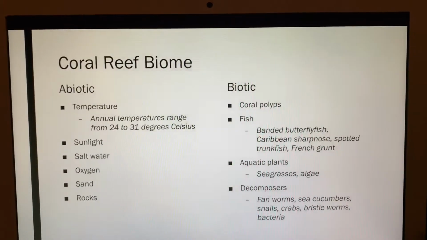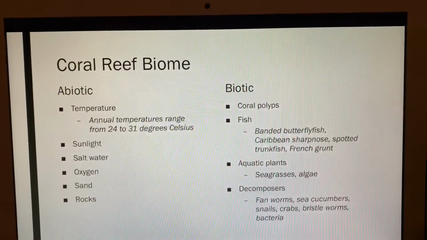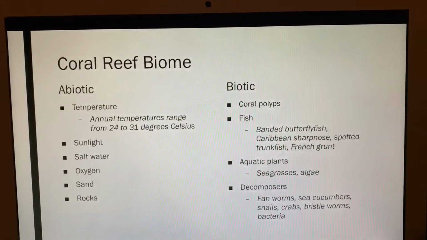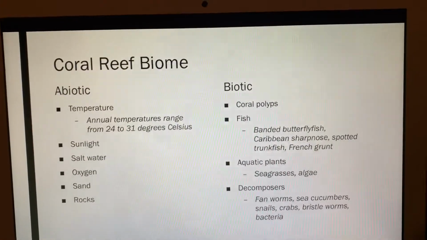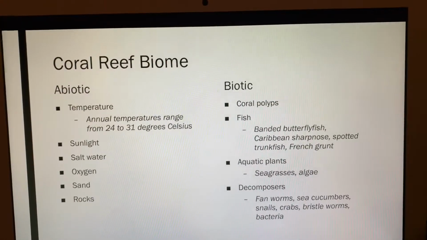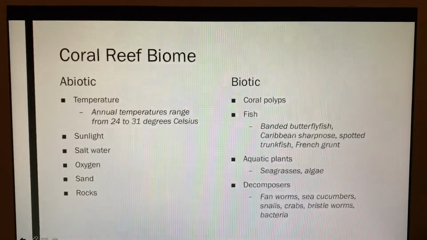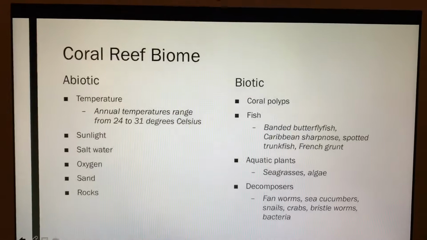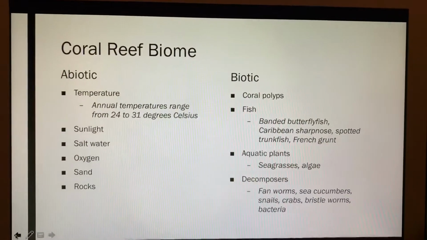Some fish that you can find in these coral reefs are banded butterfly fish, Caribbean sharp-nosed fish, spotted trunkfish, and French grunts. These fish are endemic to the Dominican Republic, so you can only find them in these coral reefs.